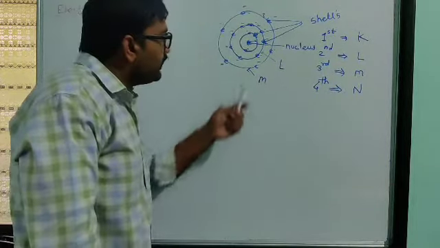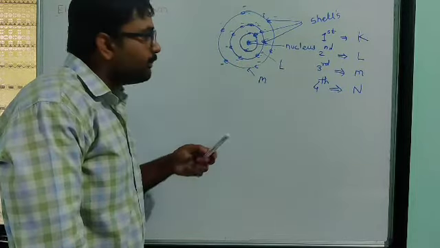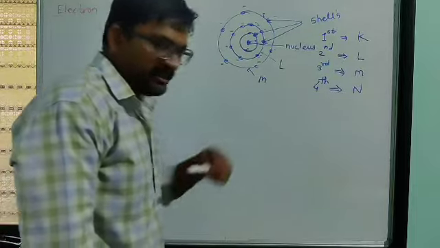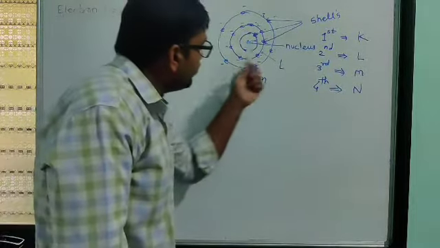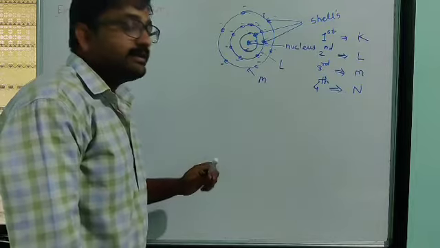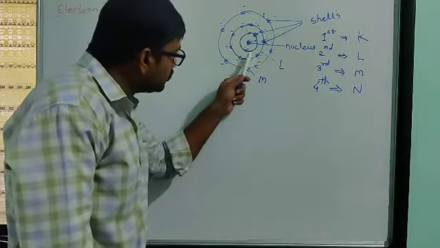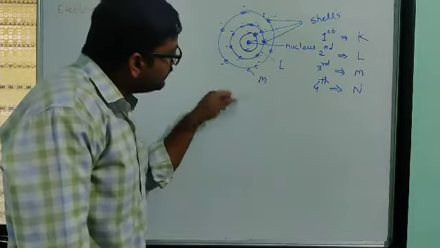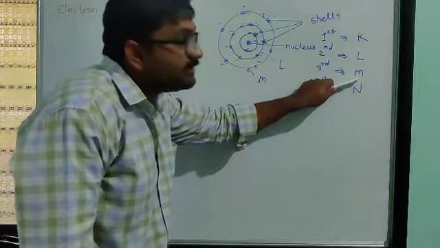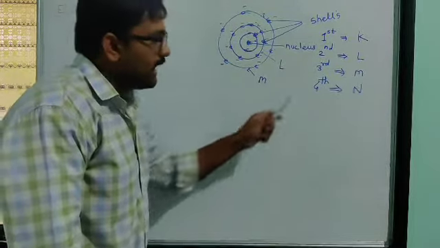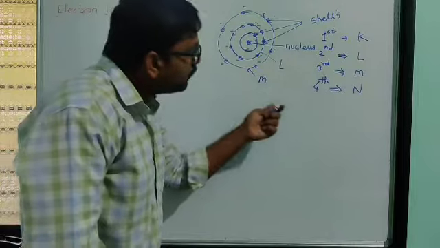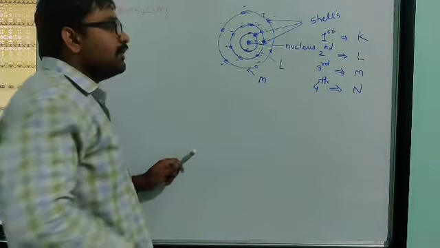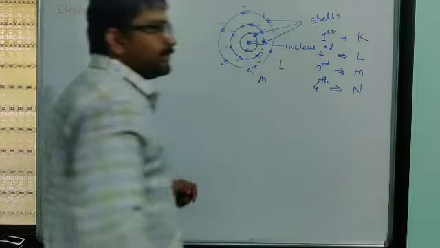We start from K, the closest shell to the nucleus. The name given to the closest shell to the nucleus is the K shell. So K is the first shell. After K, the letter that comes is L, so the second shell is named L shell. Then the third shell: after L comes M, so the M shell is the third shell. Then the fourth shell: after M comes N. Such a way the fifth, 6, 7, 8 shells follow.